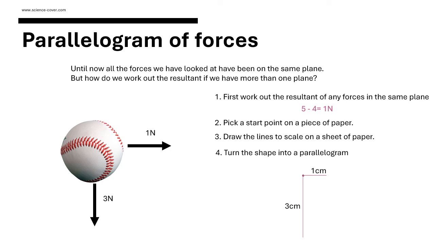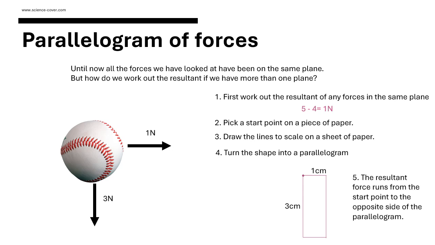Now turn the shape into a parallelogram. To do this, mirror the lines we've drawn on the opposite sides of the shape. So I'll draw a 3 centimeter line down on the right and a 1 centimeter line across the bottom. Now the resultant force runs from the start point to the opposite side of the diagram.